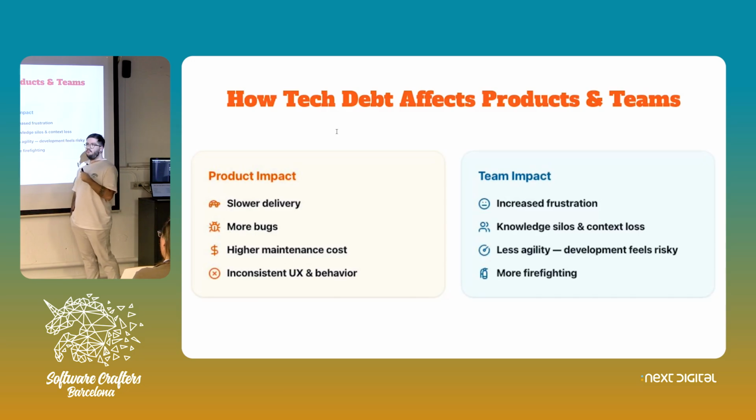So it's pretty common to assume that these two things are not related or not strictly related, or it's simply a causality effect where one thing causes the other. But then my question is, what comes first? Does the product debt affect the product first and then the team? Does it affect first the team and then the product?